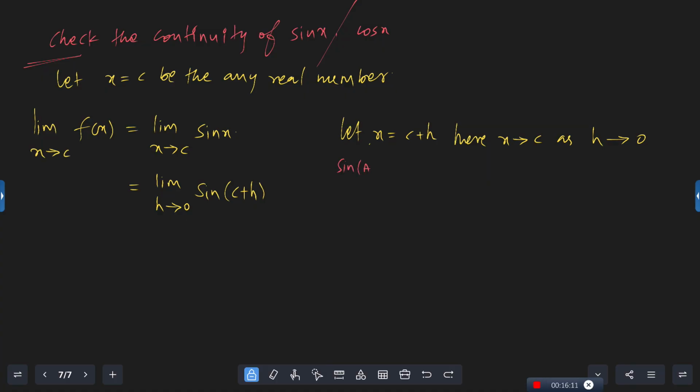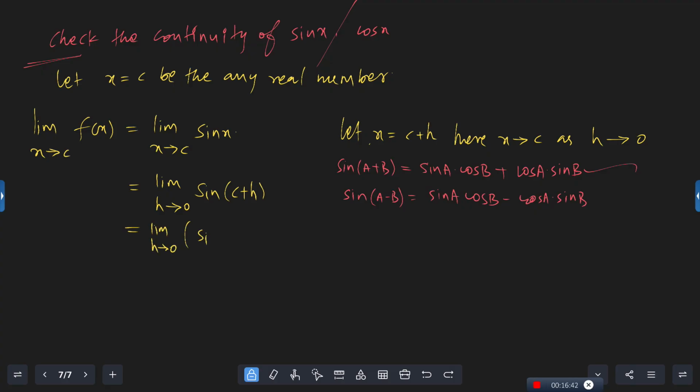So sin(a+b) is equal to sin a cos b plus cos a sin b, plus only. One more formula we have: if you are using a minus b, that is also sin a cos b minus cos a sin b. That is the formula, but the first formula I am using in this question. So apply the limit h tends to 0.